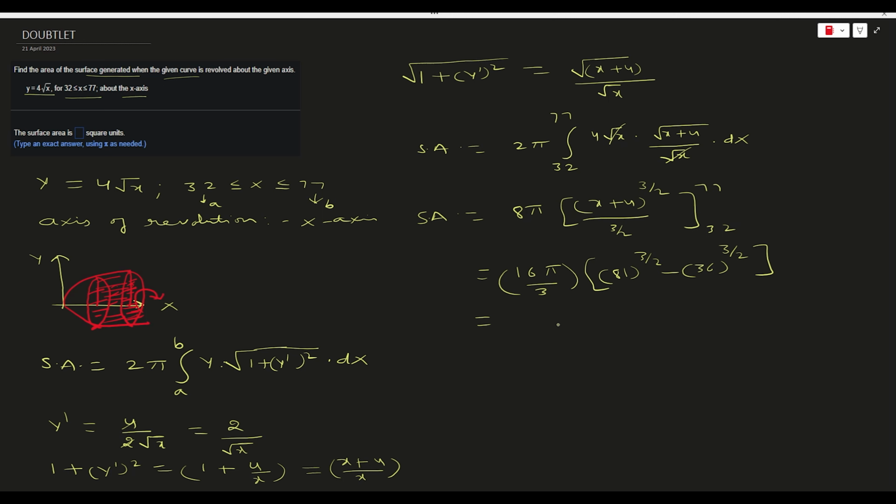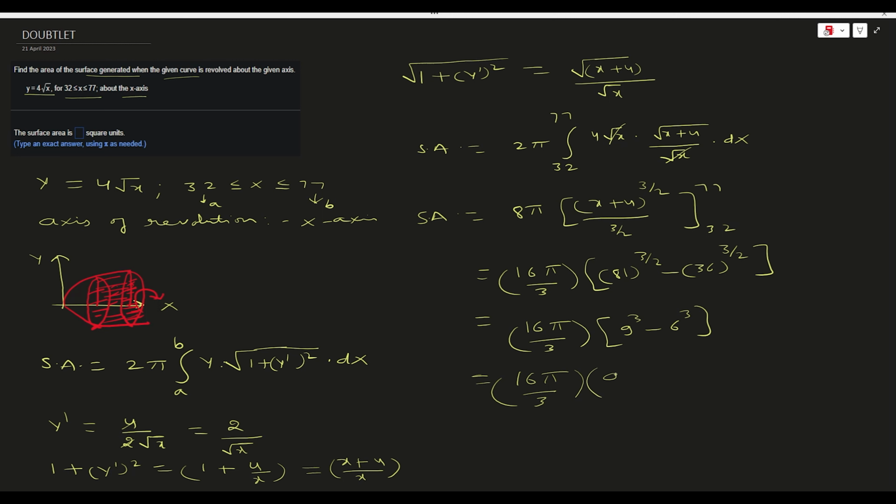So if we try to solve it further, what will we get? We will get 16 pi divided by 3, and this will become 9 square. So 81 is basically 9 square and whole power 3 by 2. So the 2 will be cancelled, so it will become 9 cube, and similarly it will become 6 cube. So if we solve this by a cube minus b cube, this will become 16 pi divided by 3.